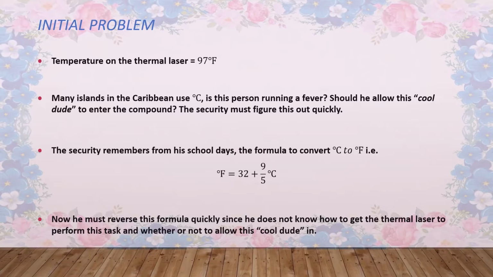And the cool dude is presently volunteering his knowledge and expertise to our security guard. So next up, let's check out what happens to our security guard and the cool dude.